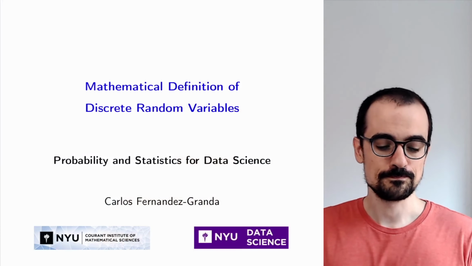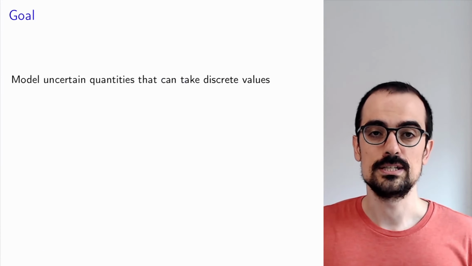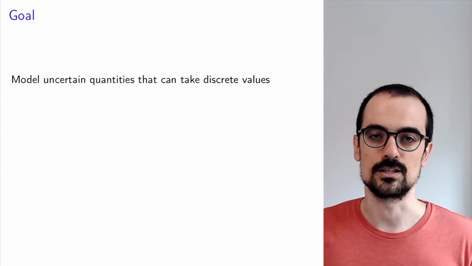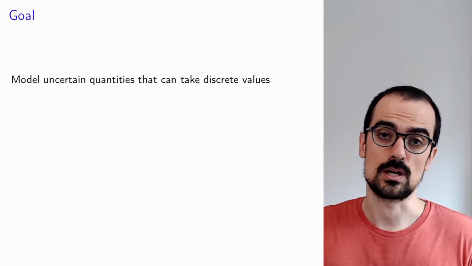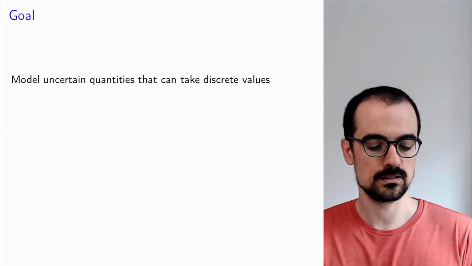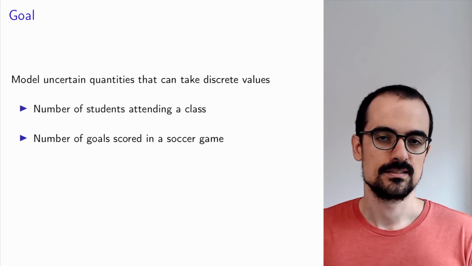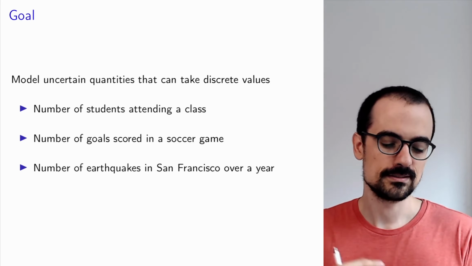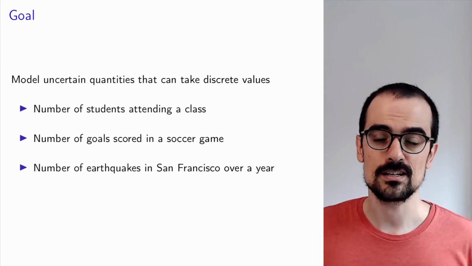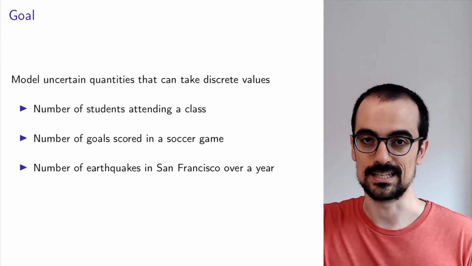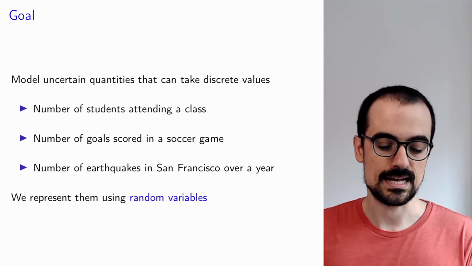Let's get started. When we're using discrete random variables, our goal is to model uncertain quantities that take discrete values, those that are finite or countably infinite. Some examples could be the number of students attending a class, the number of goals scored in a soccer game, the number of earthquakes in San Francisco over a year. We represent these uncertain objects that can take different values as random variables.